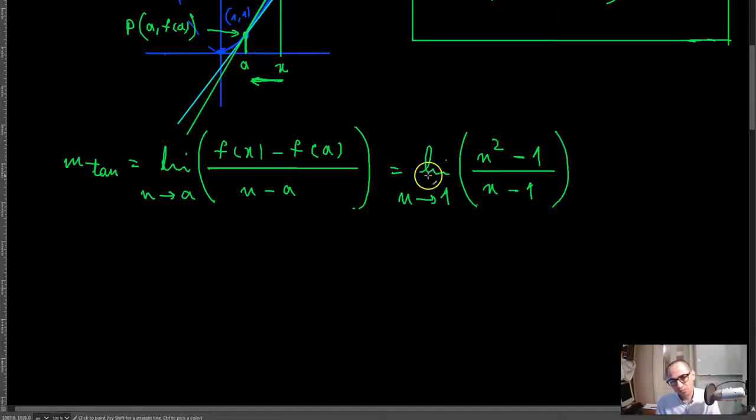And hopefully we have done extensive problems on limits when we were doing limits.